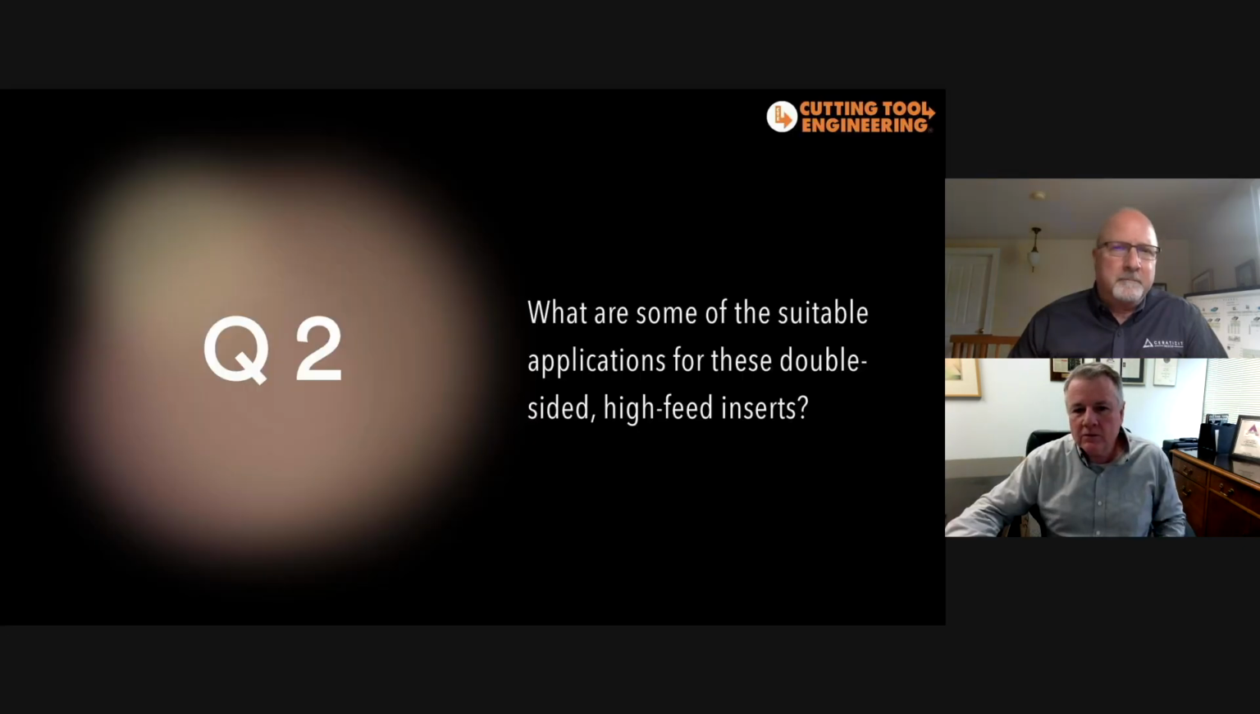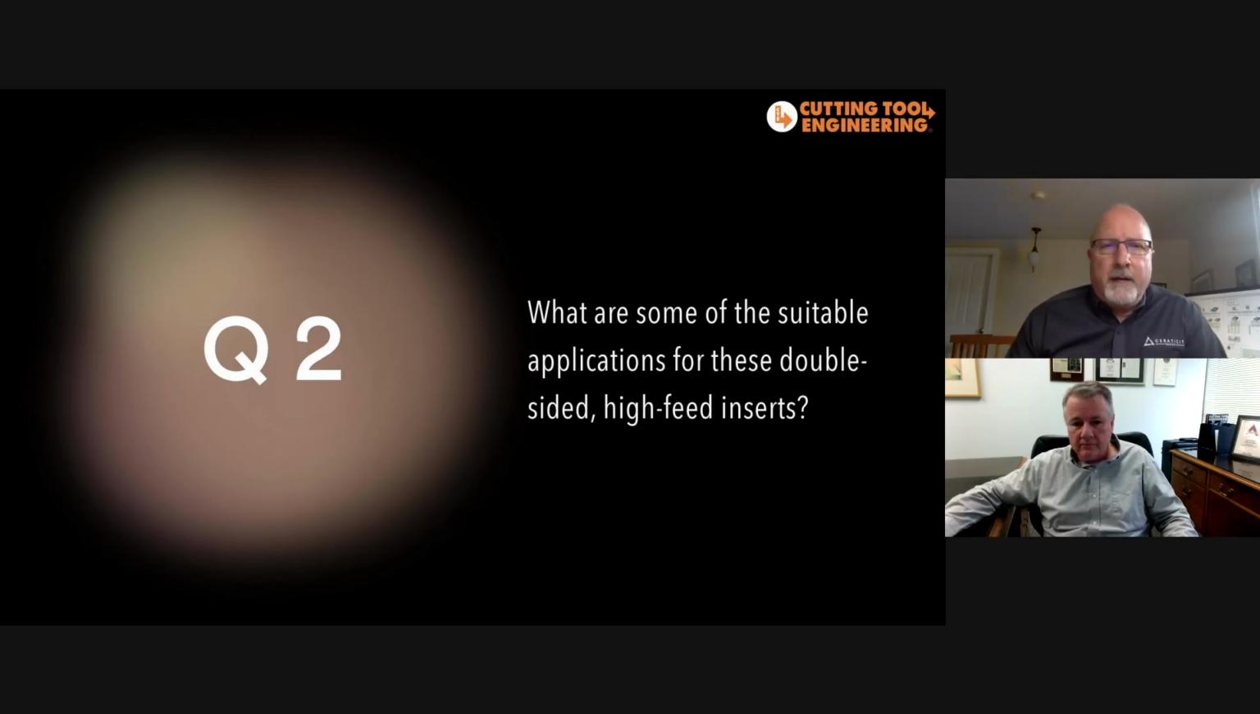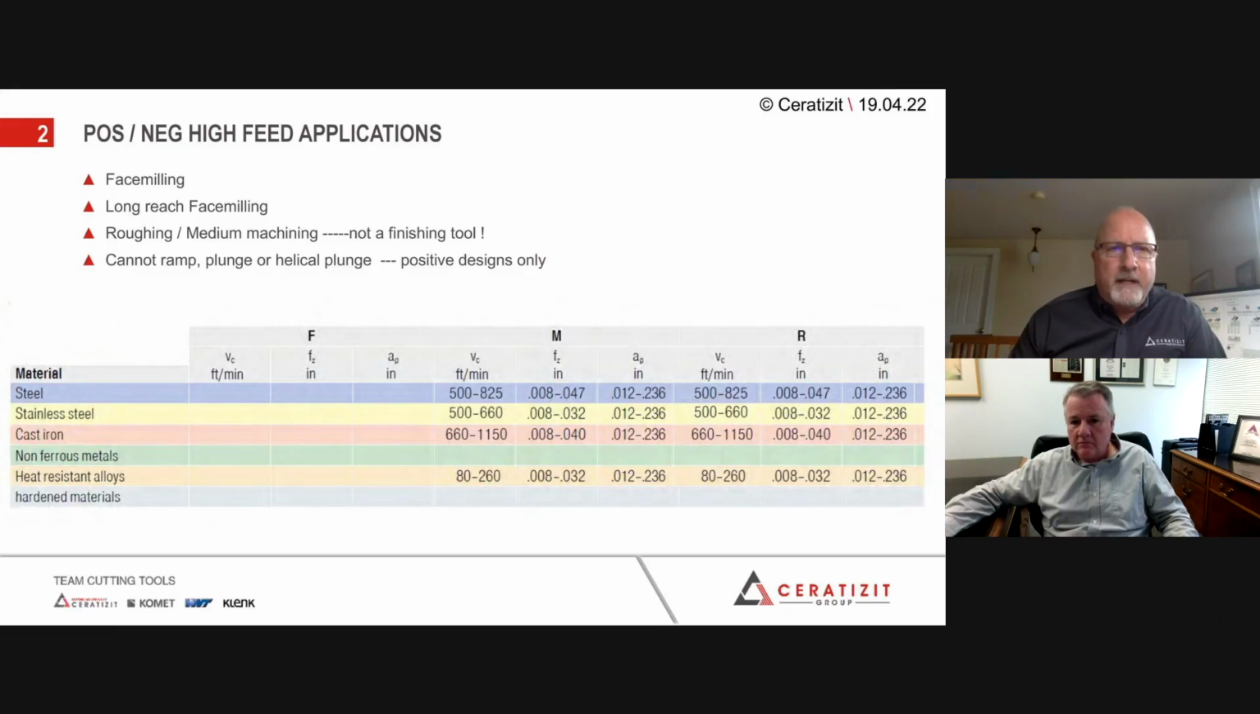Okay, Rob, so what are some of the suitable applications for these double-sided high feed inserts? Typically these high feed inserts, these double negative high feed milling system designs, are capable of machining most all materials, typically not aluminum and not hard materials, but every other material type is an eligible candidate.